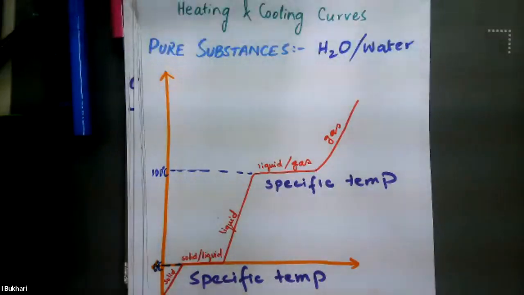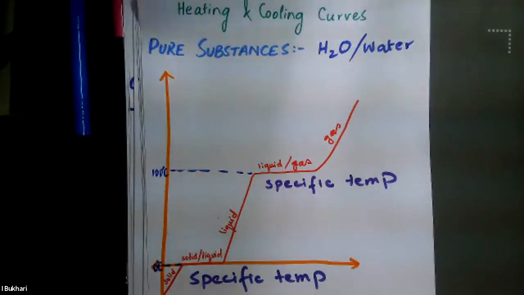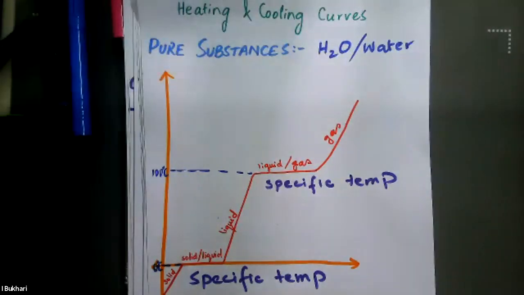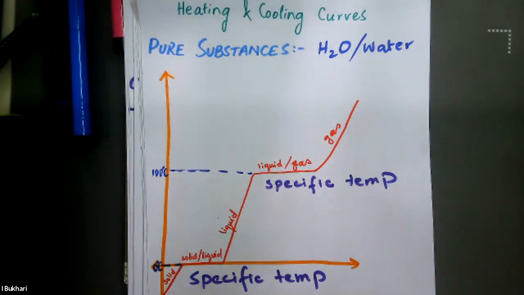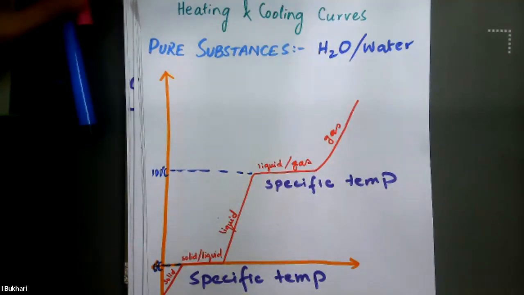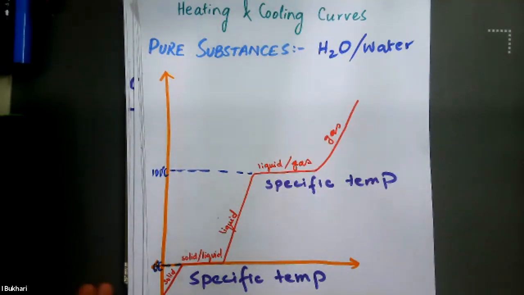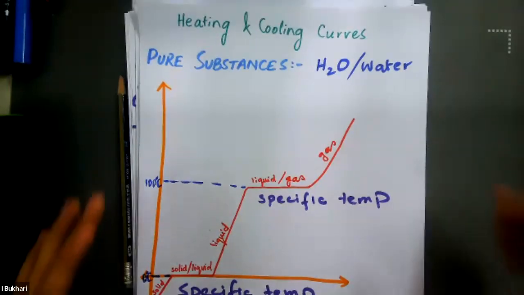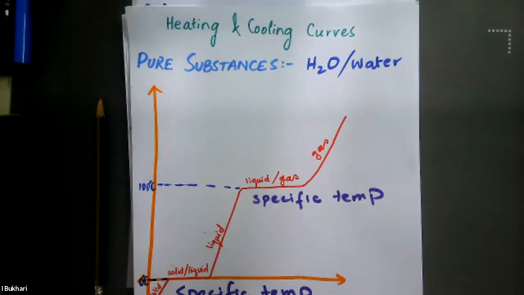Okay. So the last time we finished was at the effect of impurities on boiling and melting point. So now I'm going to move on to the heating and cooling curves. Heating and cooling curves are actually graph curves. Basically, we're going to plot all the melting and boiling points on the graph, and that is our heating and cooling curve. So over here, I have the heating curve for water.